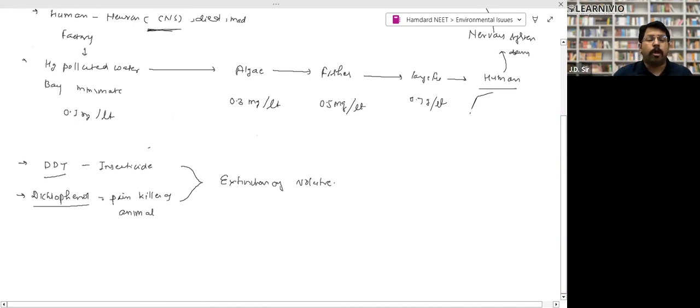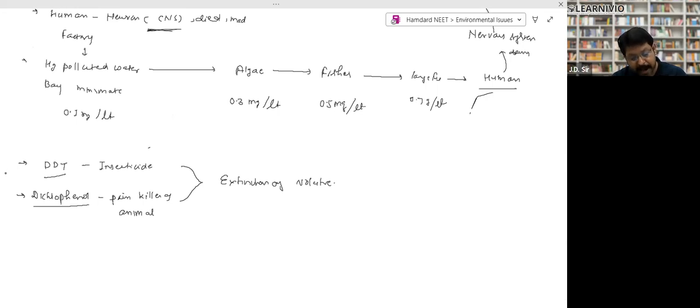In India, two medicines, these are also questions, were banned long ago. First is an insecticide. This is DDT, right? DDT was an insecticide used for agriculture, and it was banned in India. And there is one medicine, diclofenac. Diclofenac was a painkiller which used to be given to animals. Both have been banned in India. These two are responsible for the extinction of the vulture. Vultures used to be found abundantly in our country.